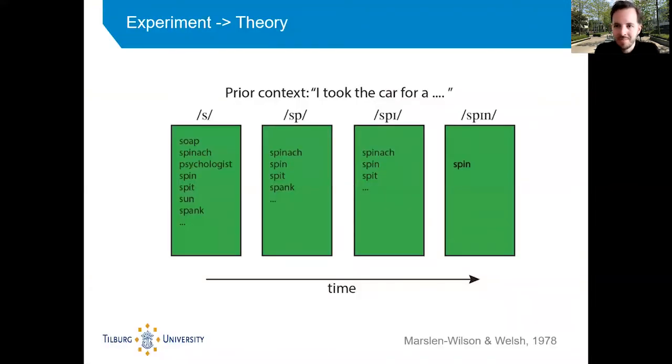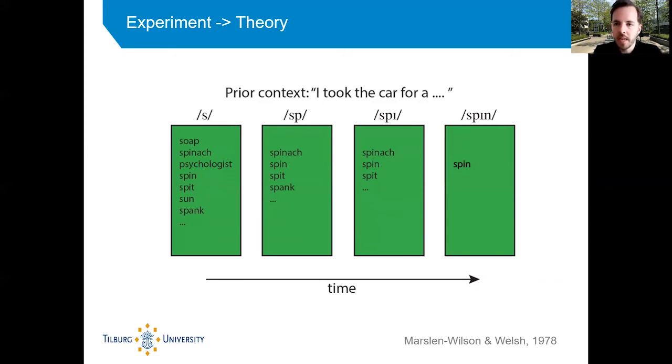And those kinds of experiments have been done. So then you learn certain answers to this question. For instance, we have learned that if you present participants with a sentence, for instance, the sentence, "I took the car for a spin."